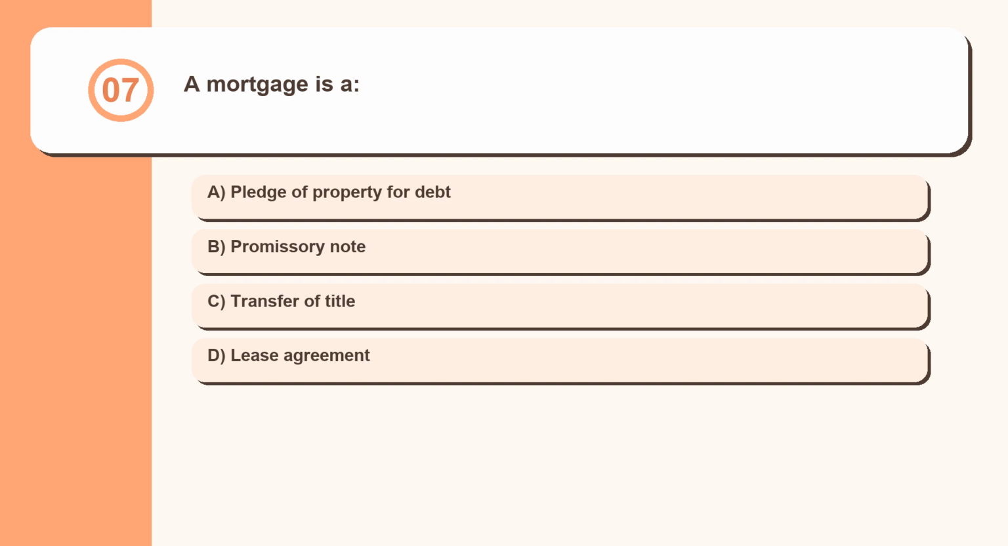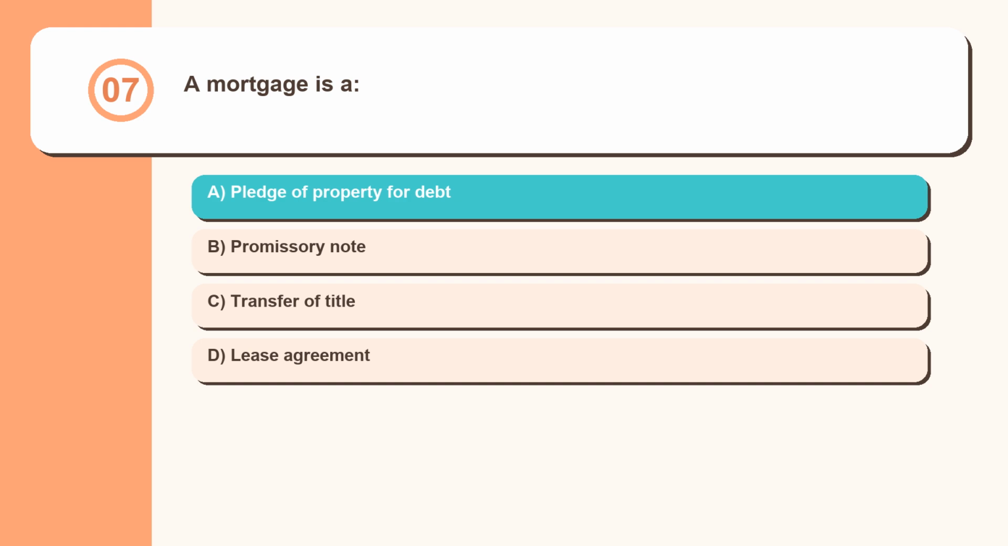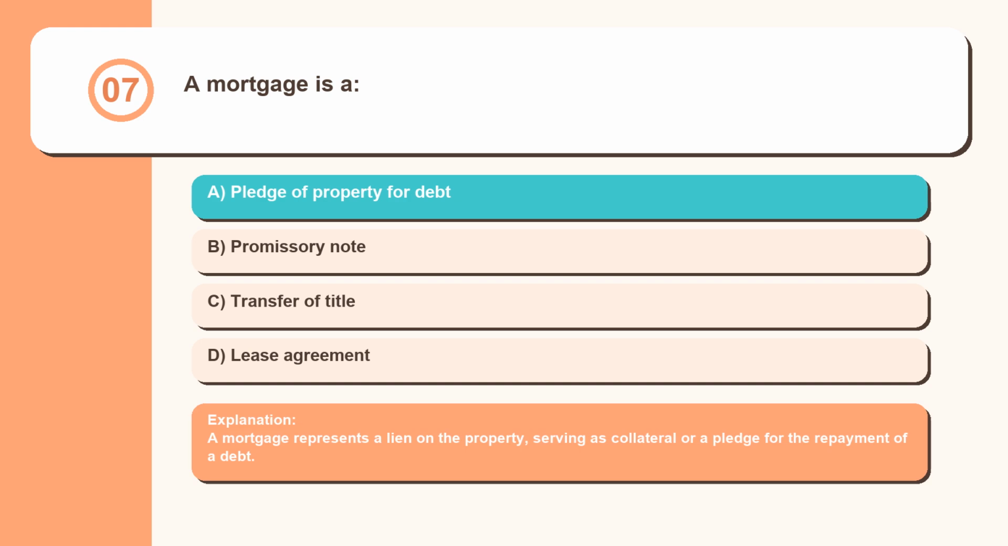Question 7. A mortgage is a pledge of property for debt, promissory note, transfer of title, lease agreement. A mortgage represents a lien on the property, serving as collateral or a pledge for the repayment of a debt.